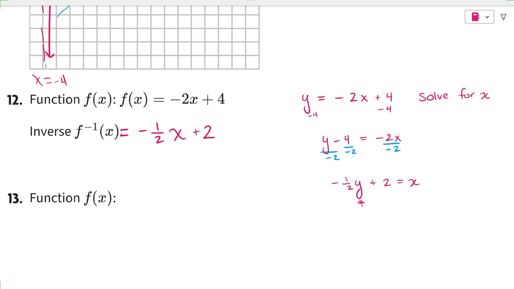Because x and y are pretty arbitrary. It's whatever value we give them. So here we're saying x is still the input, even though it's now what was considered y. So that is now the input of the inverse. But we're going to rename it as x again.